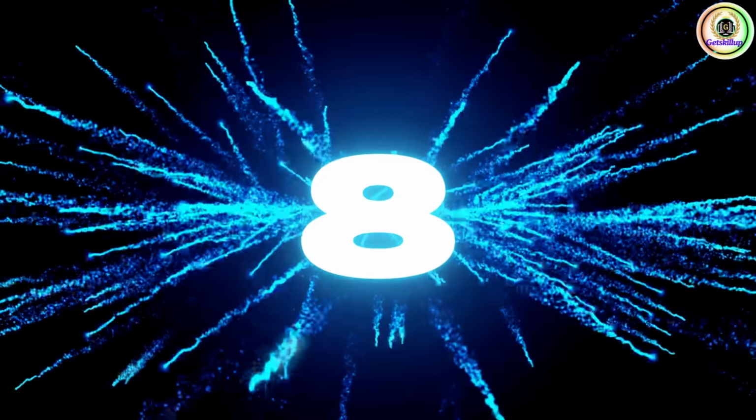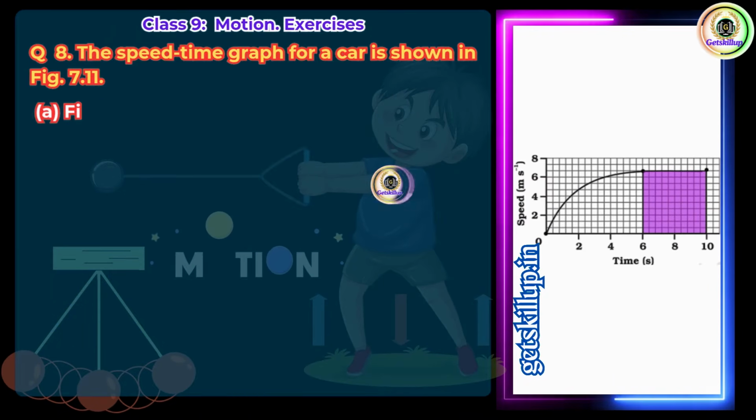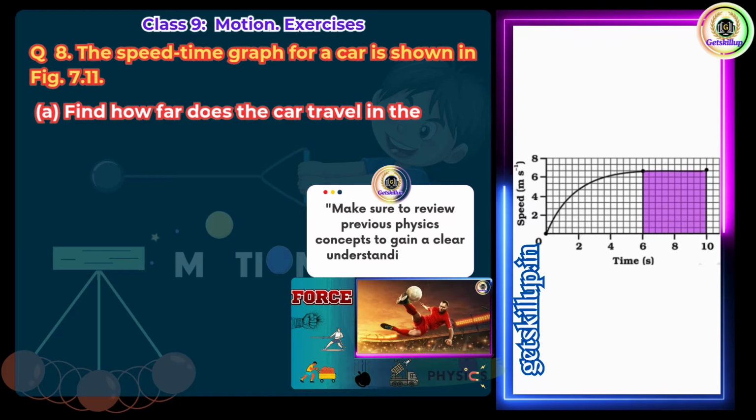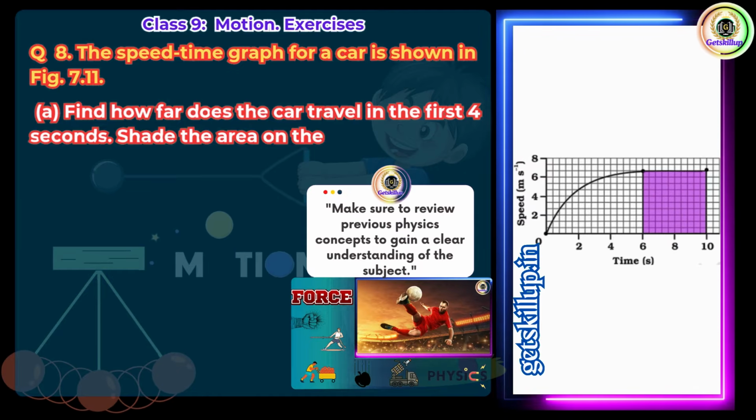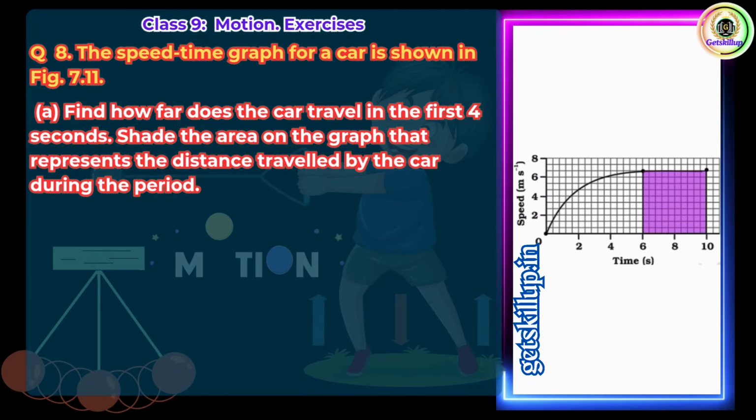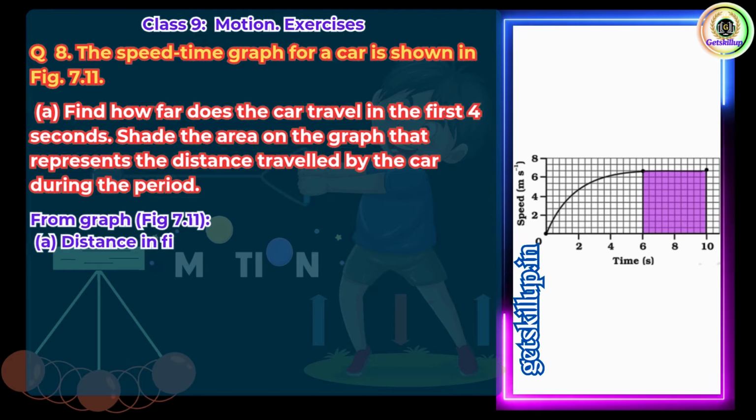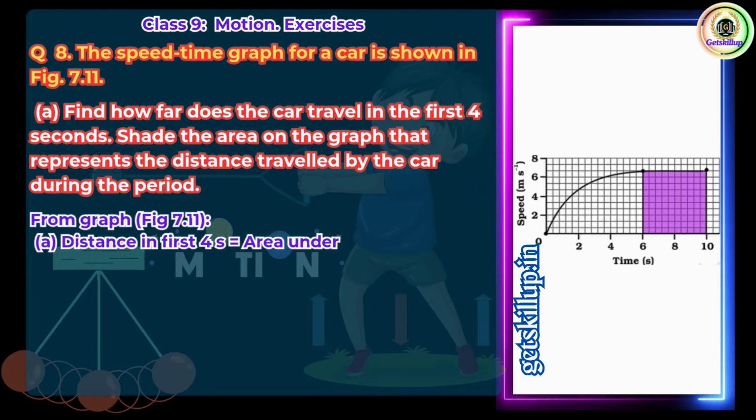Question 8. The speed time graph for a car is shown in figure 7.11. Find how far does the car travel in the first 4 seconds. Shade the area on the graph that represents the distance traveled by the car during the period. Answer. From graph figure 7.11, distance in first 4 seconds equals area under curve from 0 to 4 seconds.